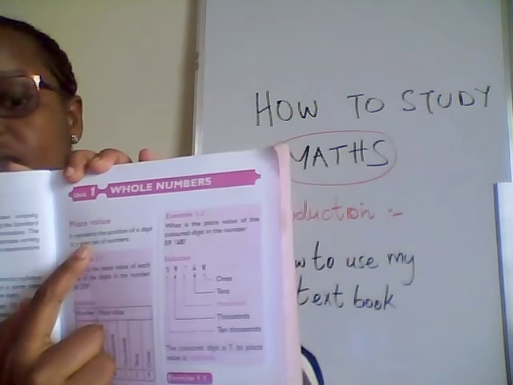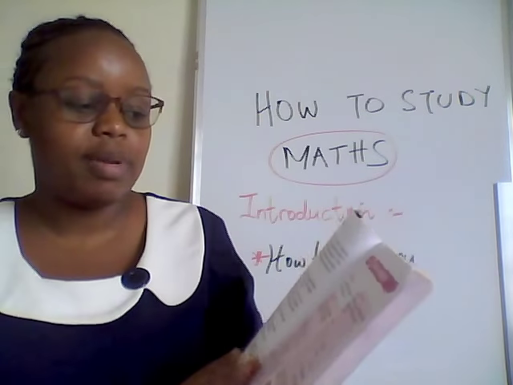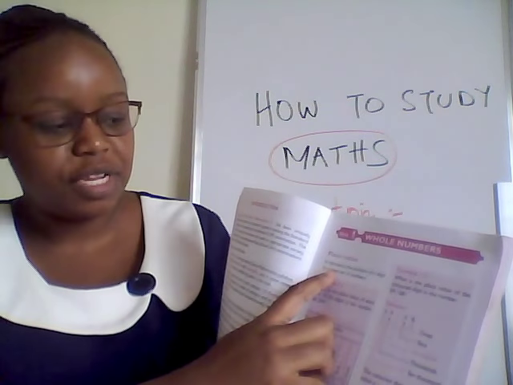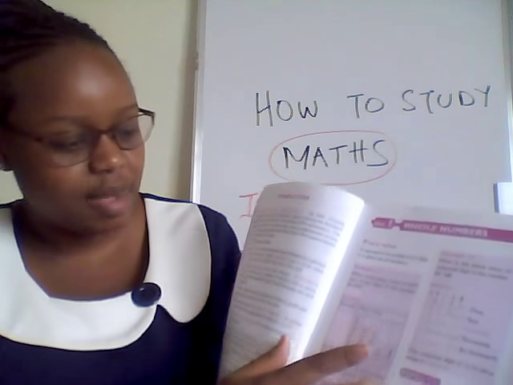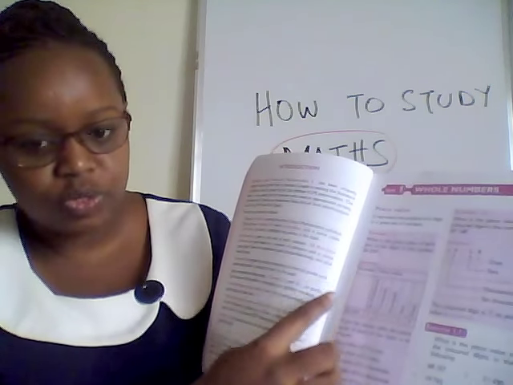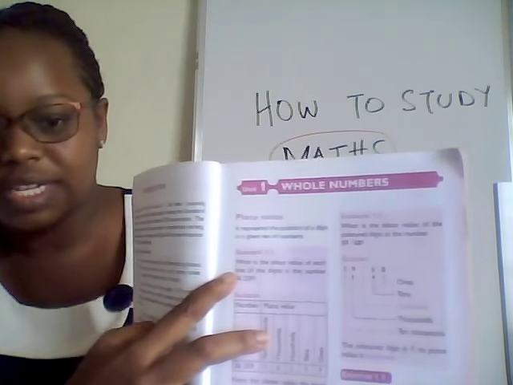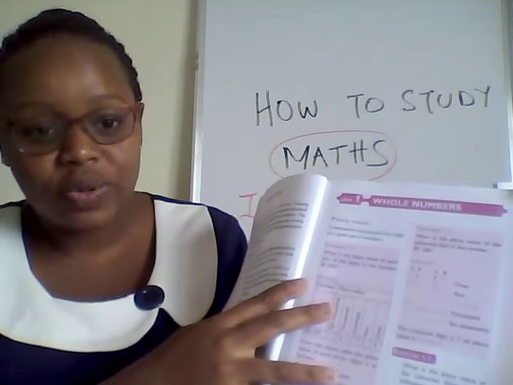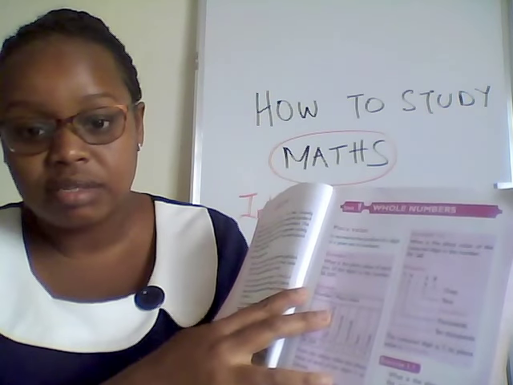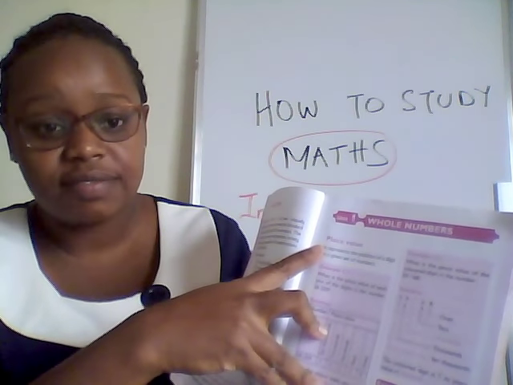Place value. So we are able to see that a place value has been given a definition, that it represents the position of a digit in a given set of numbers, and it shows you how to put that, and actually gives you an example on how to actually do a sum that is related to doing the place values.